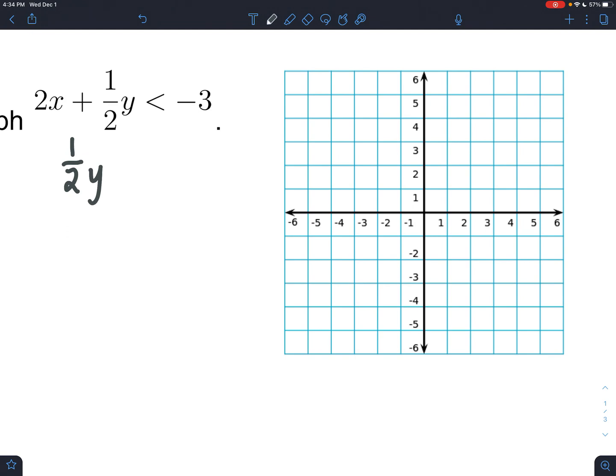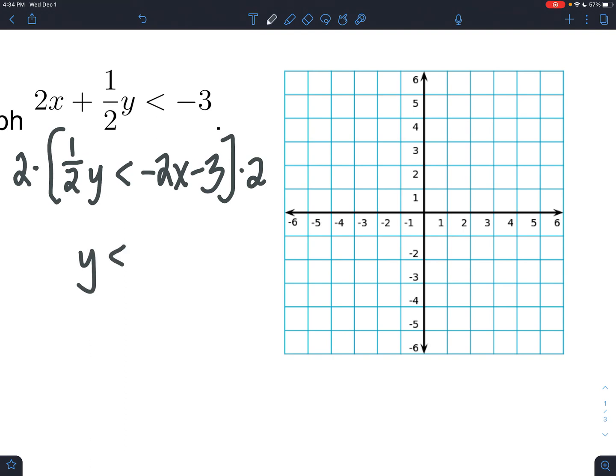All right. What about this one? We got a fraction going on, but we still want to isolate for y. So I'm going to move the 2x over, and I'm going to go ahead and multiply by 2 to both sides. Distribute that 2 in. And there we have it. Not so bad.